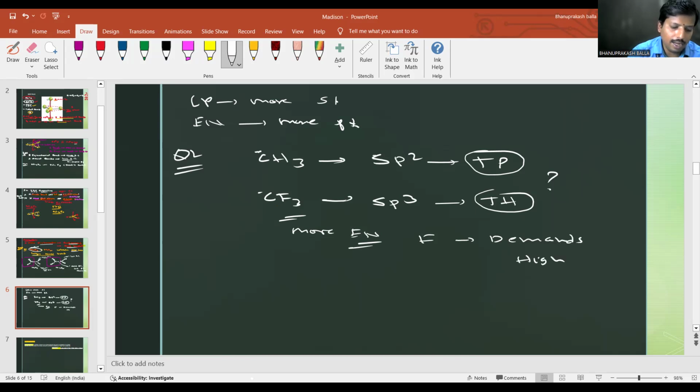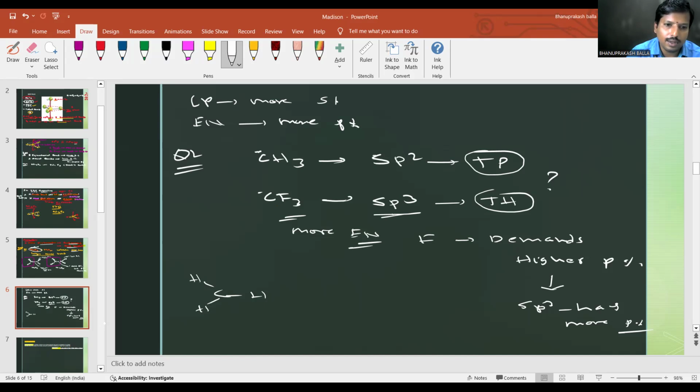So that's why fluorine demands a higher percentage of p character. That is the reason: sp3 has more percentage of p character. So that is the reason the CF3 molecule is sp3 hybridized. The CH3 radical is trigonal planar in shape, and the CF3 radical is pyramidal, tetrahedral in geometry. It is sp2 hybridization, and it is sp3 hybridization.